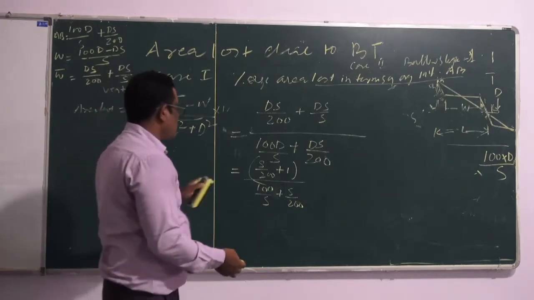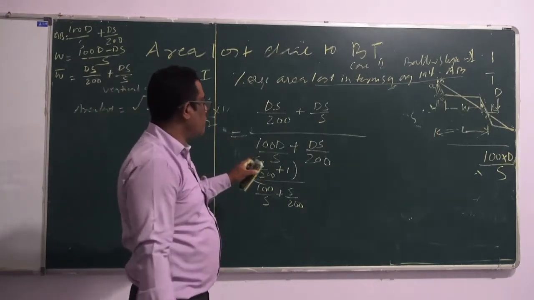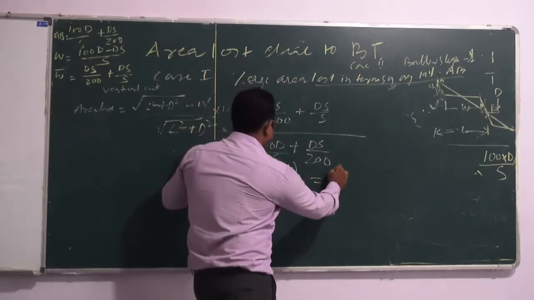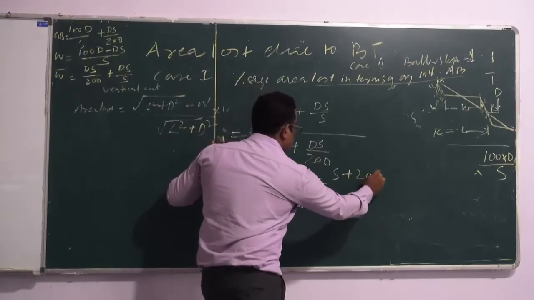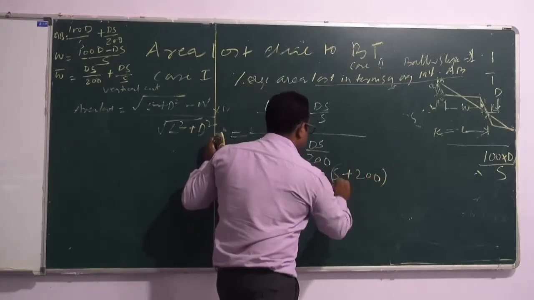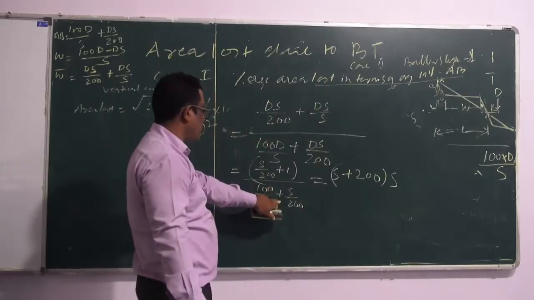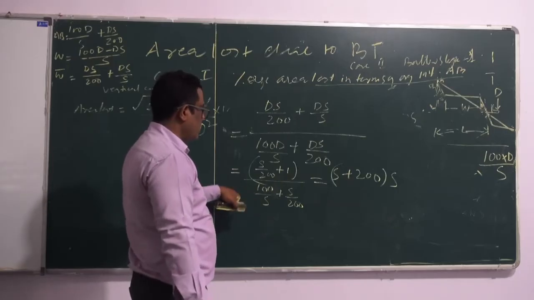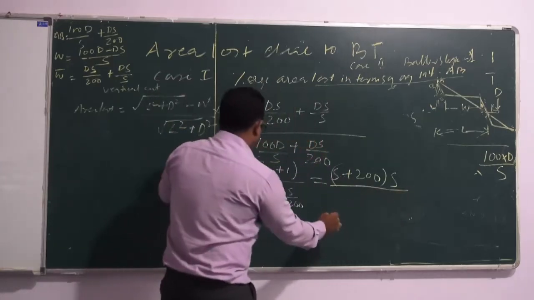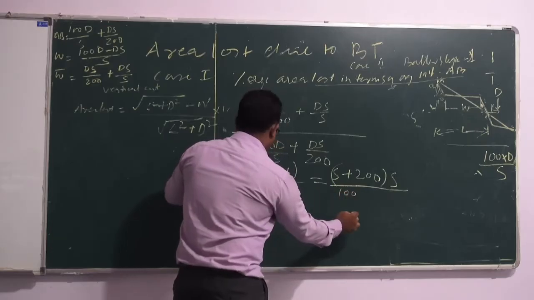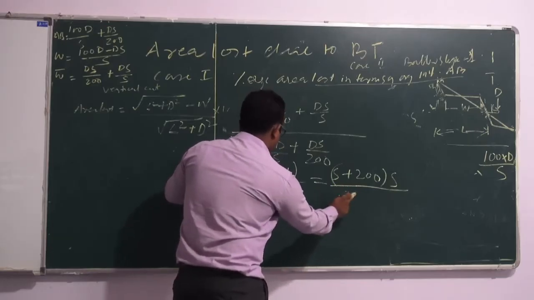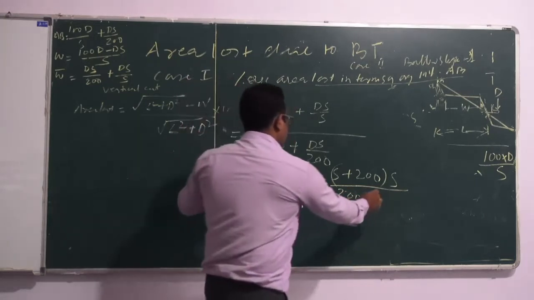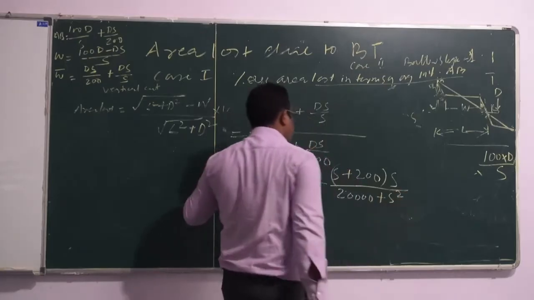Any doubt? If you practice it, you will be able to know it better. So this will be S plus 200 into S. Solving this, it will come out like this, because the 200 from here and the 200 from here will be common and will cancel, divided by 100, 20,000 plus S square.